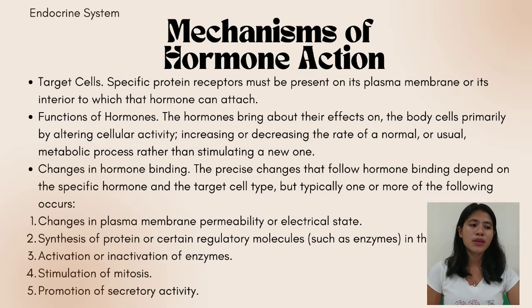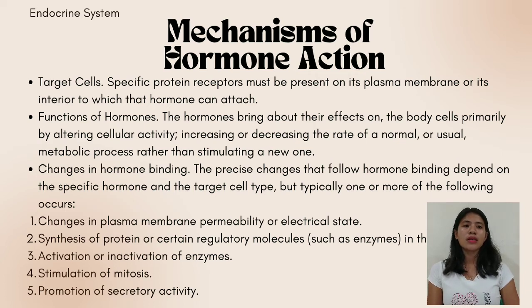So let's move on to the mechanisms of hormone action. So for the target cells, specific protein receptors must be present on its plasma membrane or its interior to which that hormone can attach. So the function of hormones is that they bring about their effects on the body cells primarily by altering cellular activity, increasing or decreasing the rate of a normal or usual metabolic process rather than stimulating a new one.